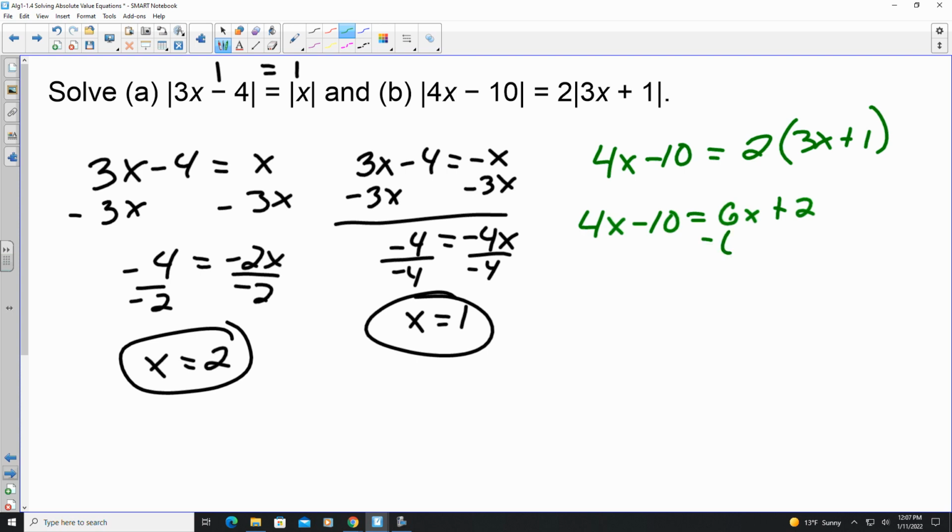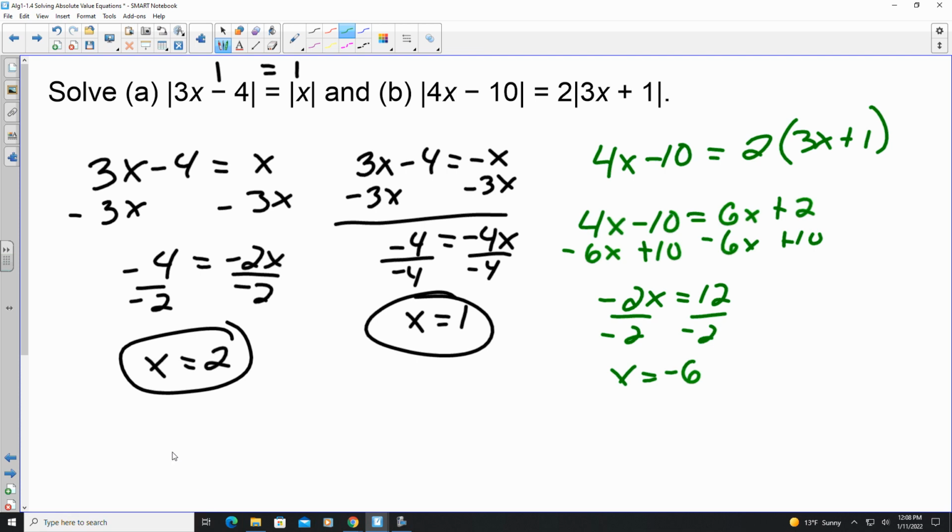I'm going to subtract the 6x to both sides, add 10 to both sides. So now I got negative 2x is equal to 12. Divide everything by negative 2. X is negative 6. So I have that one.